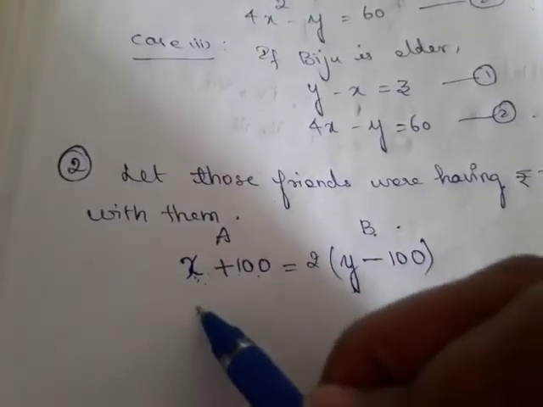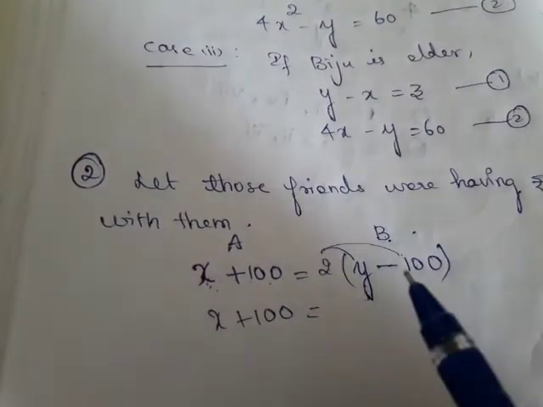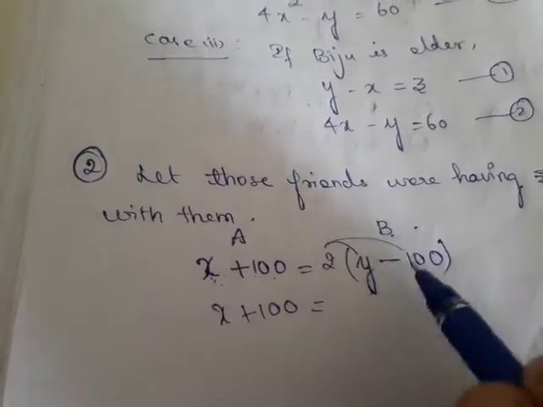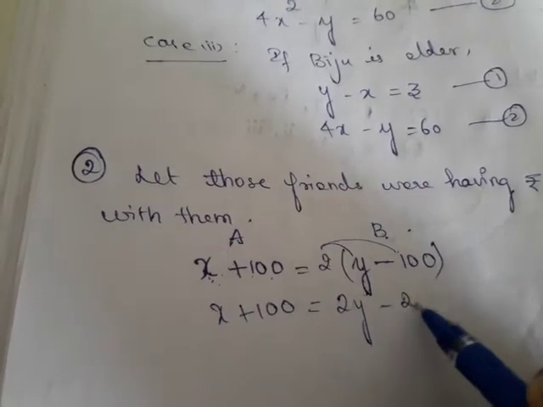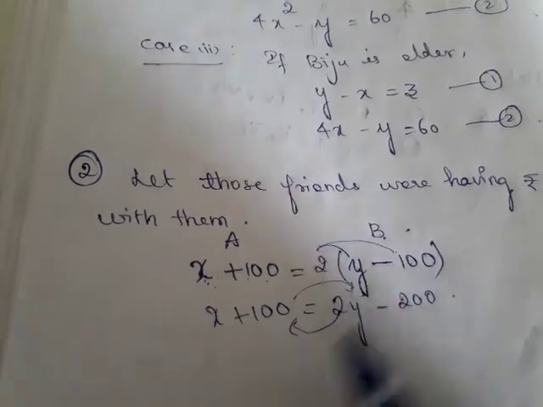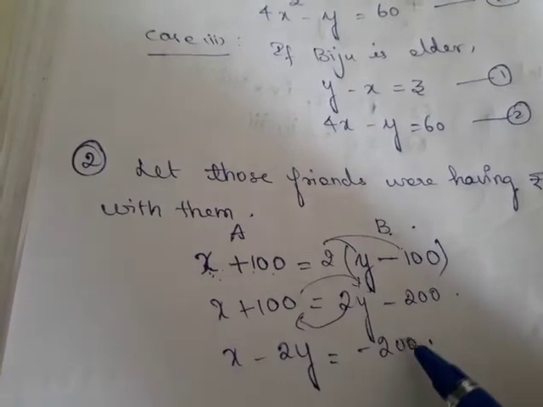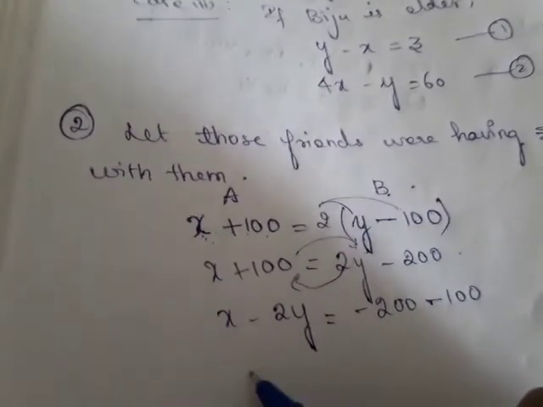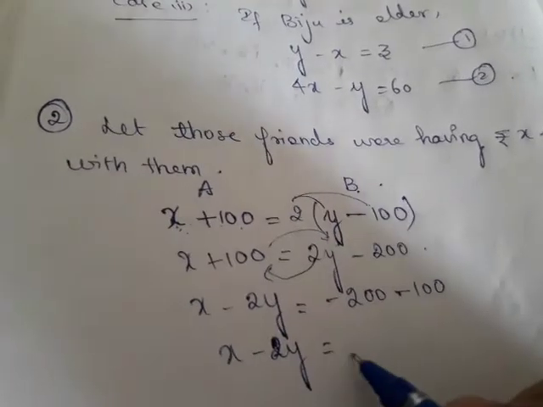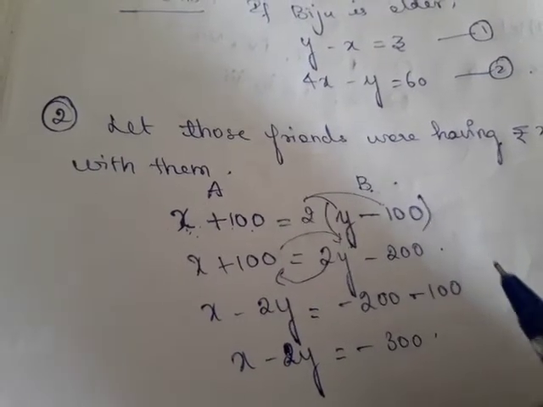So simplify it. x plus 100 equals, again and again I am repeating, people are making mistakes with this. When you have brackets, you have to multiply each and every term. So this will become 2y minus 200. So bring this 2y to this side and 100 to that side. So x minus 2y equals minus 200 minus 100. So x minus 2y equals minus 300, right, is your first equation.